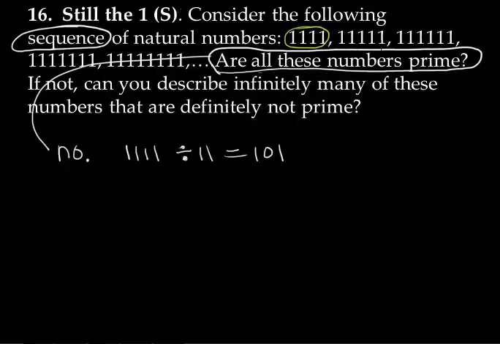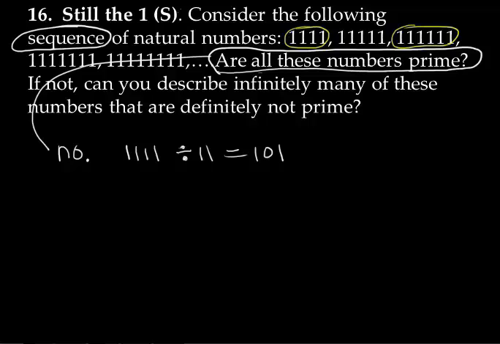So the alternating sum of the second number's digits would be 1 minus 1 plus 1 minus 1 plus 1. It would be 1. That's not divisible by 11, but the third number has an even number of ones, and so the alternating sum will again be 0.